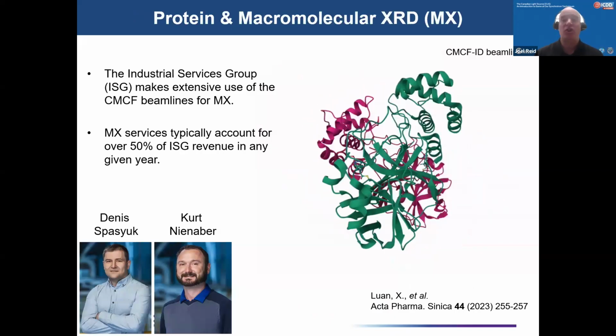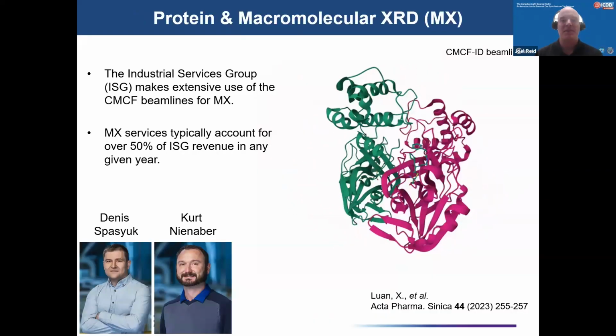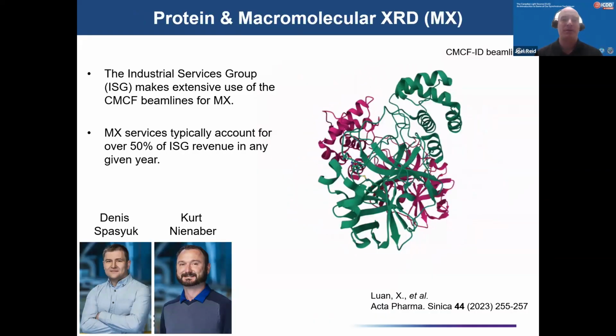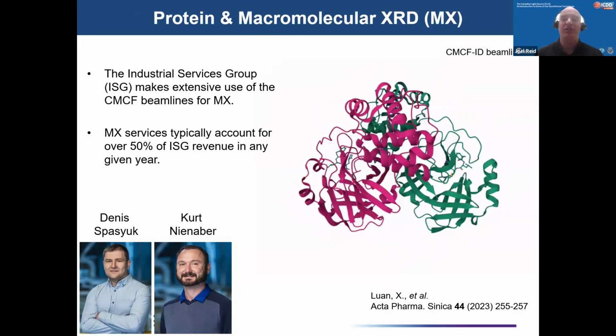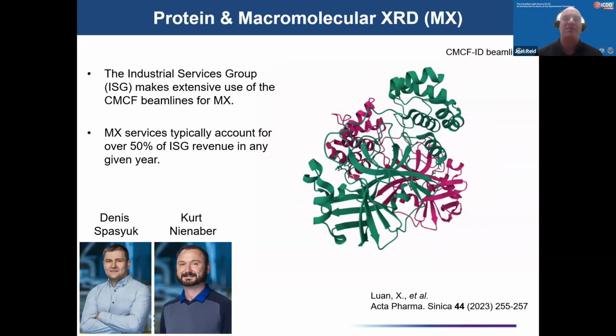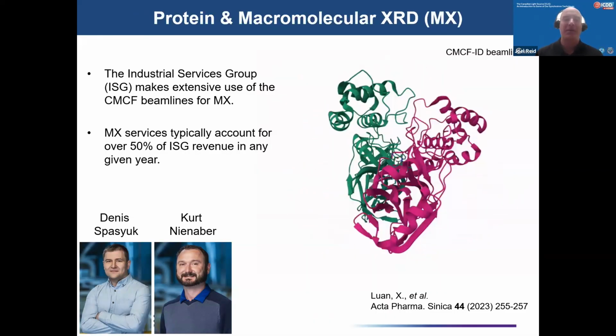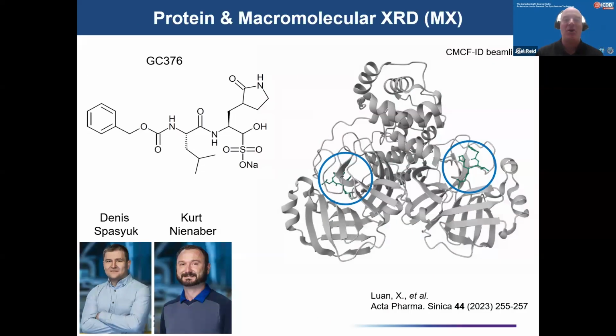My colleagues, Dennis and Kurt, run huge volumes of commercial protein samples on both of our CMCF beamlines. This work is a critical component of industry revenue. In any given year, the majority of our revenue comes from MX. This work also has some really high impact publications. Shown here is the COVID main protease, sometimes called the spike protein, complexed with a small molecule called GC376. And GC376 is an antiviral medication that's proven effective for multiple human and animal viruses. And it's now being tested as a potential treatment for COVID.